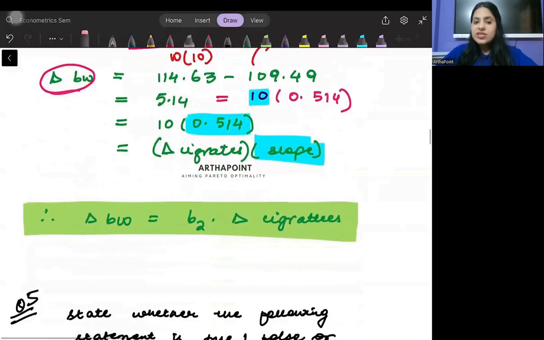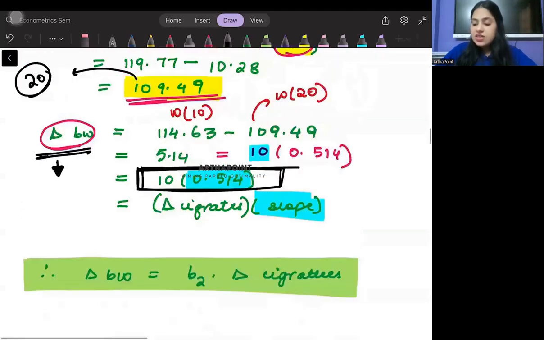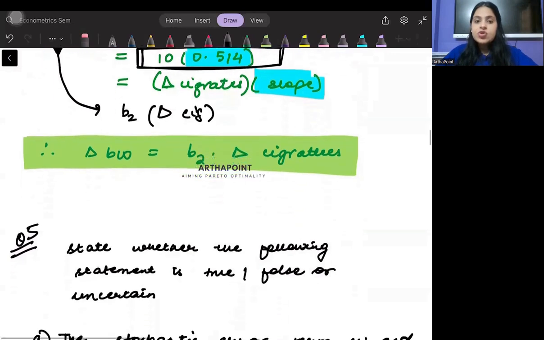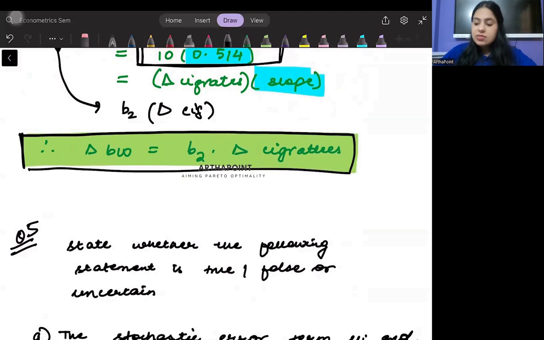So I can say that there is a decrease in the birth weight by this many units. By this many units, the birth weight is falling when the number of cigarettes increases from 10 to 20. And the decrease in birth weight can simply be said as the change in the number of cigarettes times the slope coefficient, right? So the change in birth weight will be nothing but B2 into the change in the number of cigarettes. Am I clear with that? Okay, beta. Thank you.